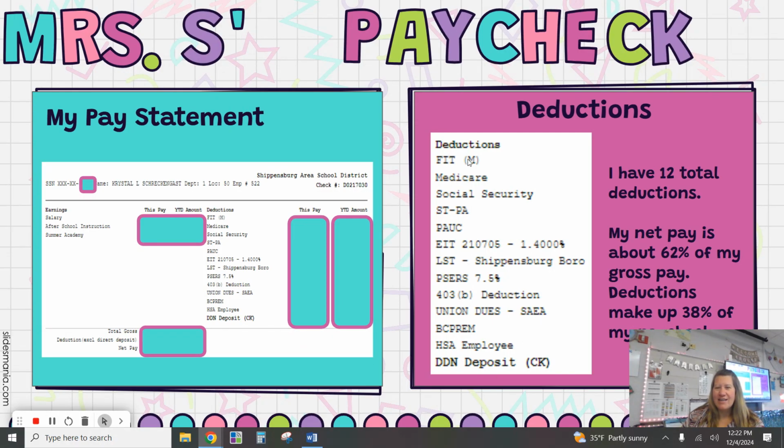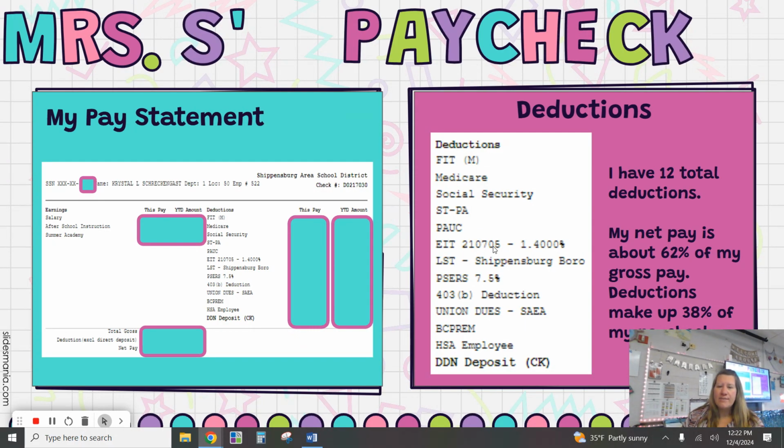So federal income tax, and I'm married. Medicare, that's for whenever I'm old, basically. Social Security, same thing. State of Pennsylvania, we have a Pennsylvania unemployment tax. So if I would lose my job for a reason, I could collect unemployment because I've paid into it.